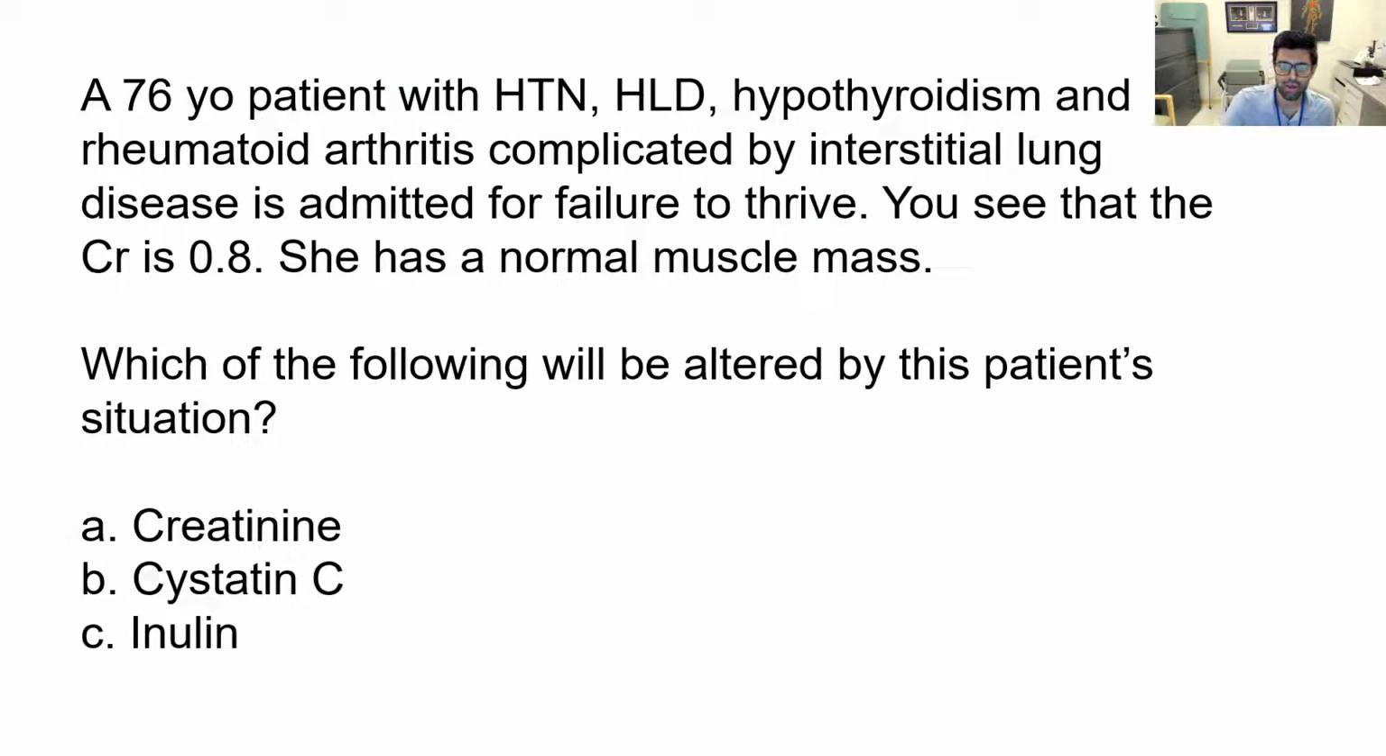A 76-year-old patient with hypertension, hyperlipidemia, hypothyroidism, and RA complicated by ILD is admitted for failure to thrive. You see that the creatinine is 0.8. She has a normal muscle mass. Which of the following will be altered by this patient's situation? Creatinine, cystatin C, or inulin? Give you about 10 seconds to pick.